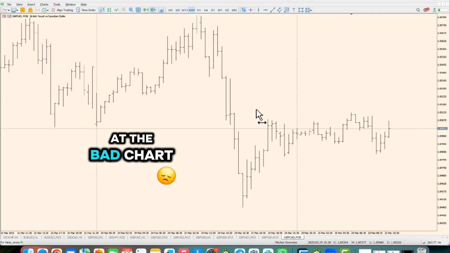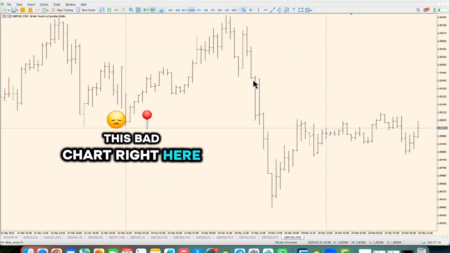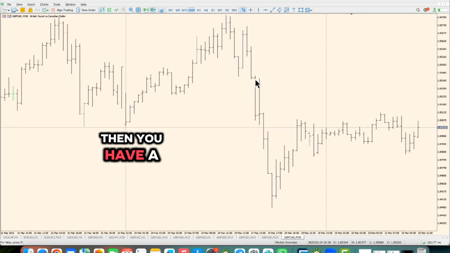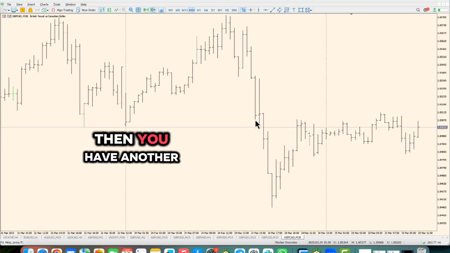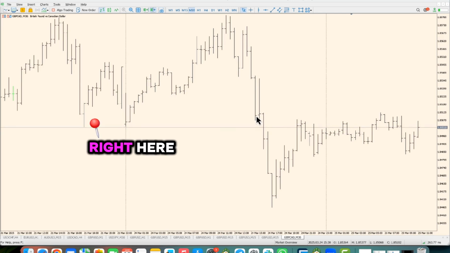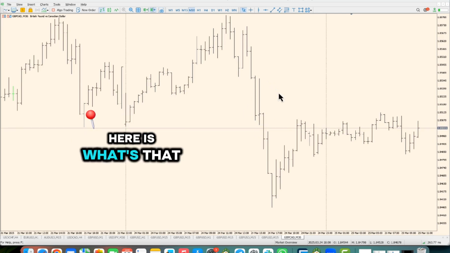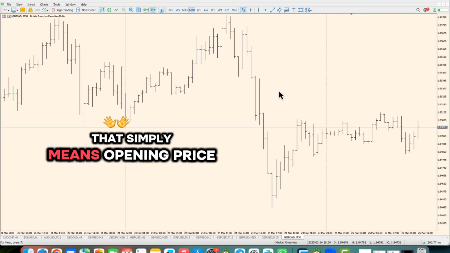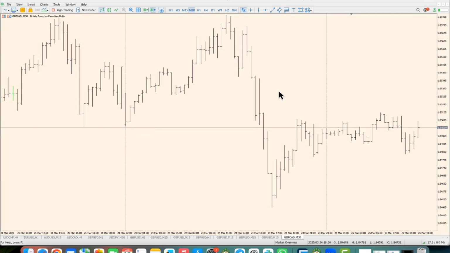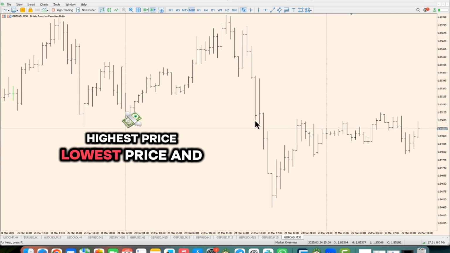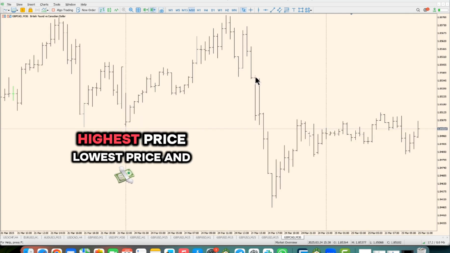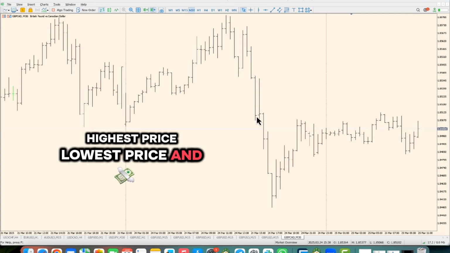So when you look at the bar chart, for example, looking at this bar chart right here, you see that you first have a stroke to the left-hand side, then you have a little wick to the upside, you have a longer wick to the downside, then you have another stroke to the right side right here. Now everything you've seen here is what we refer to as OHLC. That simply means opening price, highest price, lowest price, and closing price. I will take that again. Opening price, highest price, lowest price, and closing price.